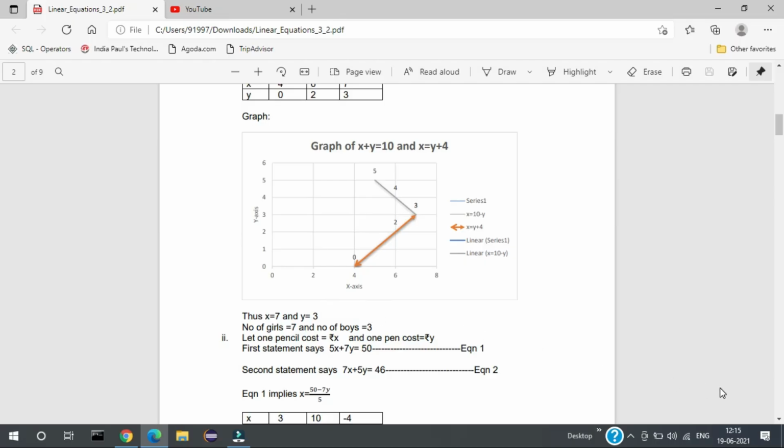Coming to the second question. What is the second question given?